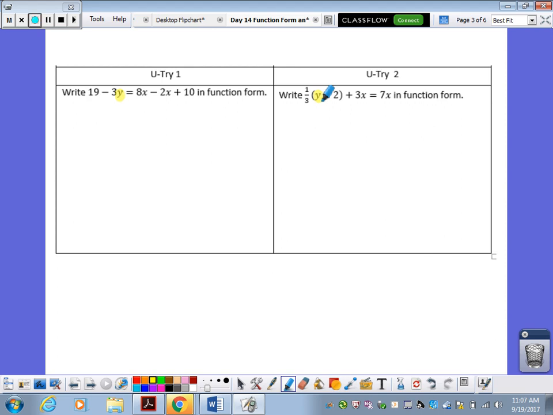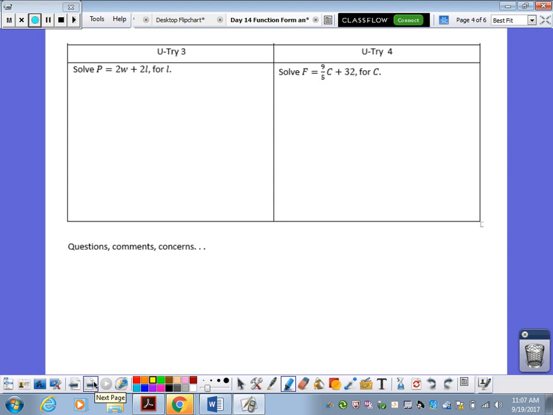When you're done doing that, you can flip your paper over. And then on You Try number 3 on the back side, you've got P, which is the perimeter formula, equals twice the length plus twice the width for the formula of a rectangle. You want to rewrite this so that you're solving for the length. And you're solving for L.